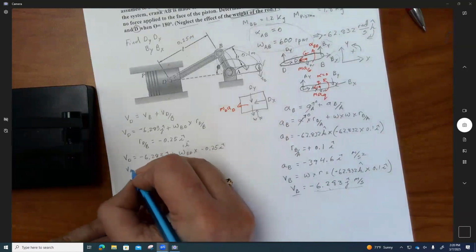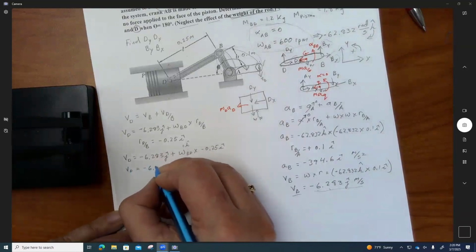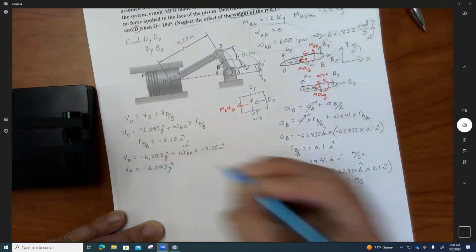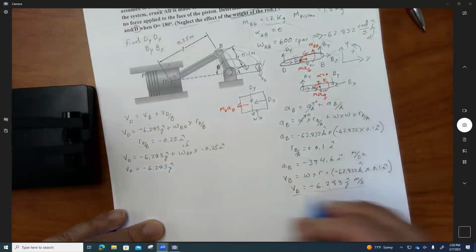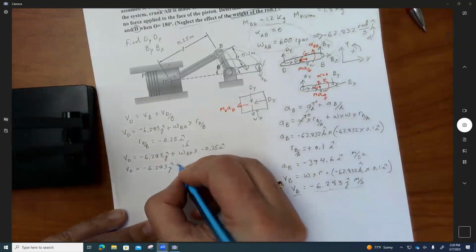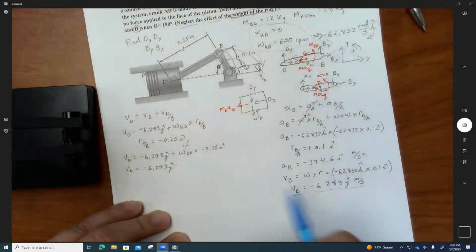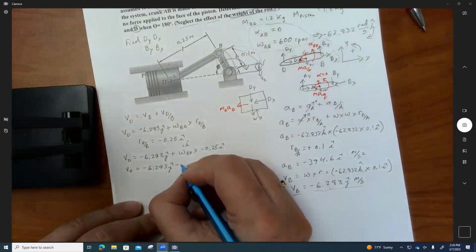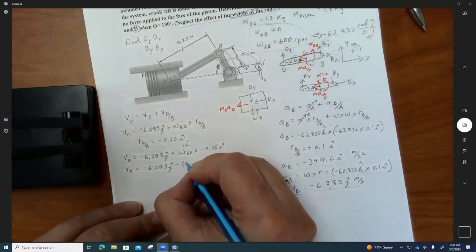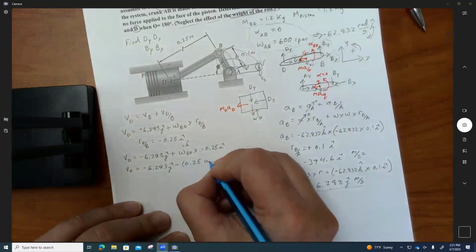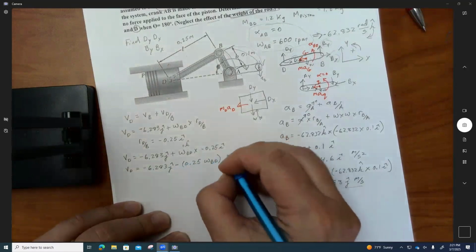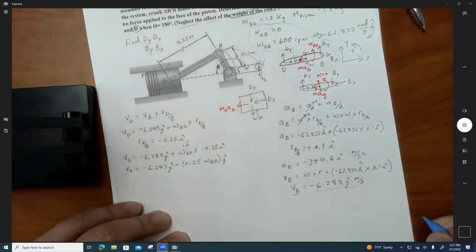So V_D is equal to minus 6.283 J. And it's going to be a plus K and minus I, which would be a minus, minus 0.25 omega BD, and that's going to be a J component.